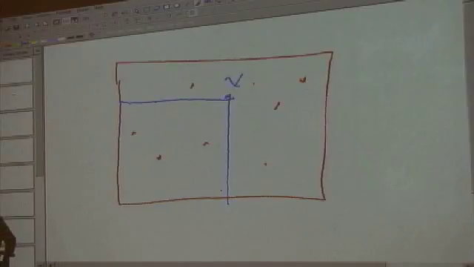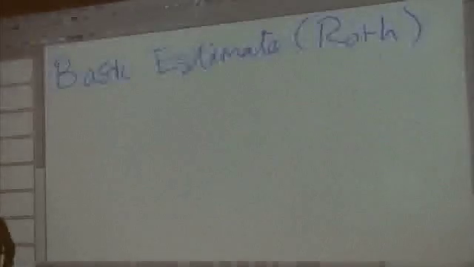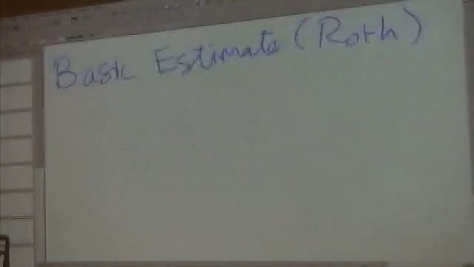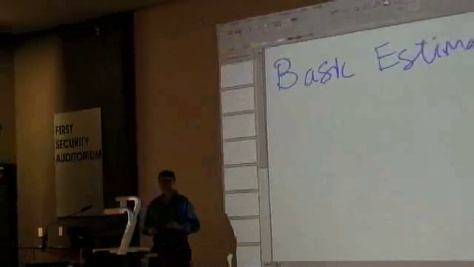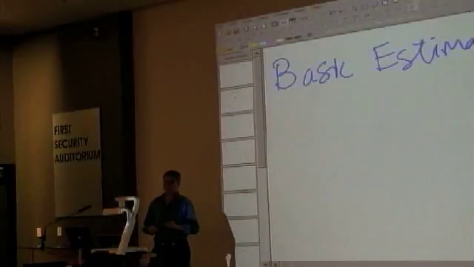And I think the basic estimate here is the theorem of Roth. This is Klaus Roth, who received the Fields Medal for his work in algebraic number theory. It's also the Roth theorem on three-term progressions. And he's 80-something years old.